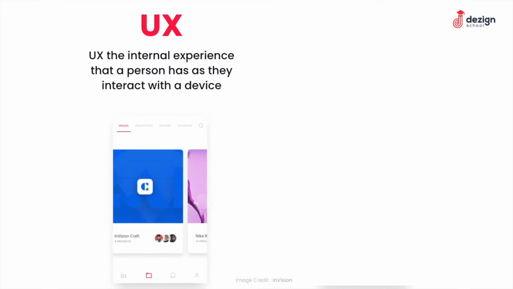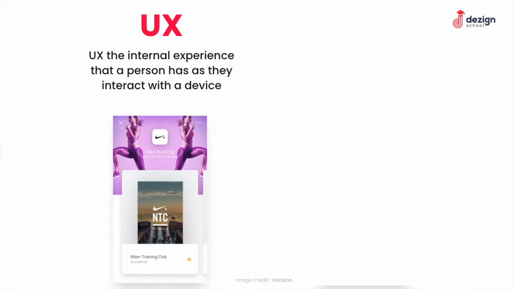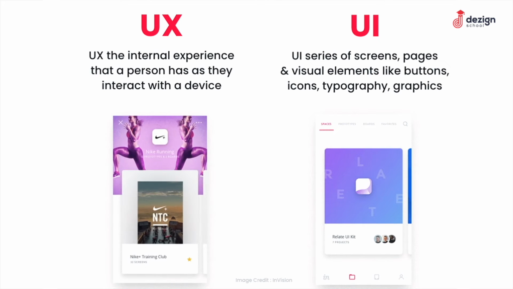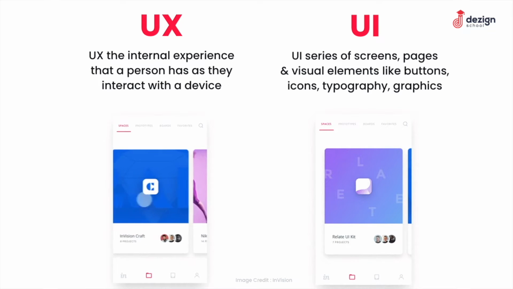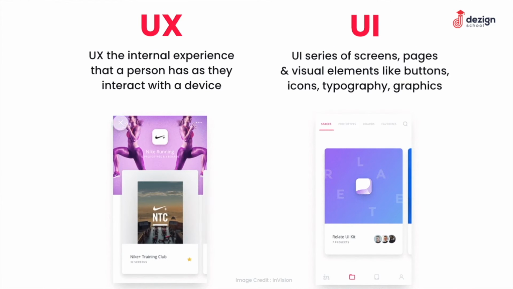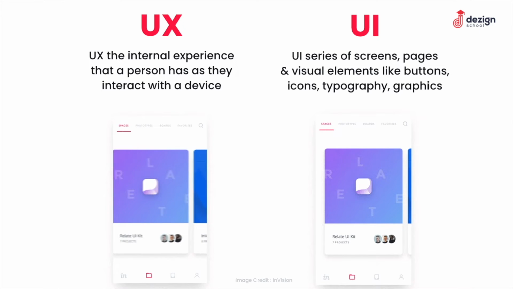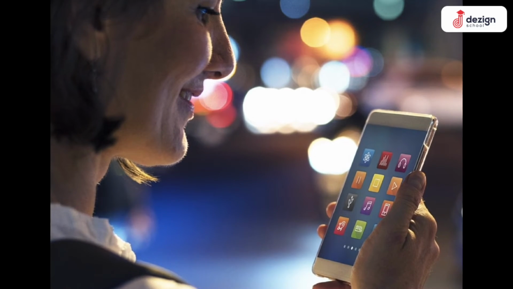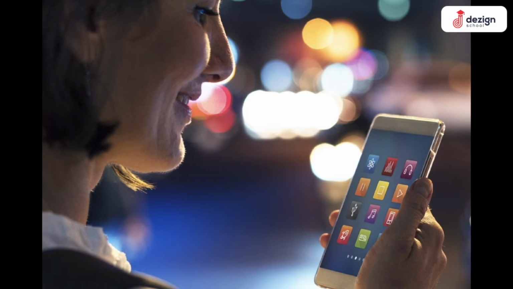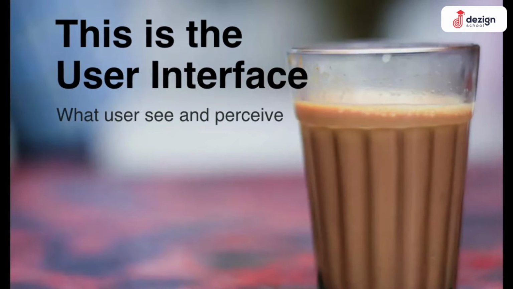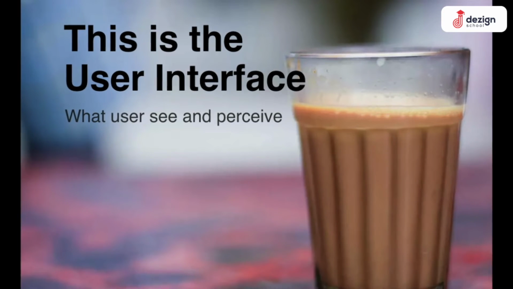UX is the internal experience that a person has when they interact with the device. And UI is a series of screens, pages and visual elements like buttons, icons, typography and graphics. As you can see in this screen, this is a UI. It has some visual elements, typography, graphics, icons, all of them together making a user interface. When a person is interacting with the product through the user interface, that is our user experience. This is the user interface, what users see and perceive. What we are seeing is our user interface.